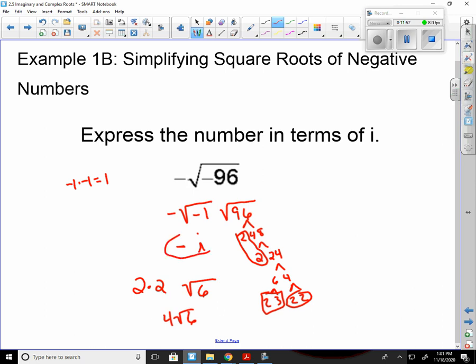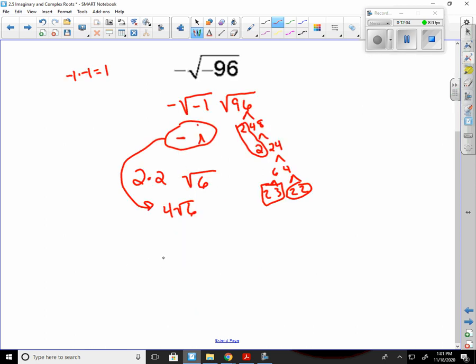And then we had the negative from out front, and it just comes down. So the negative would go in front of the 4, i root 6. And that's our final answer. Well, complex we're going to get into. This is just the imaginary portion of it.